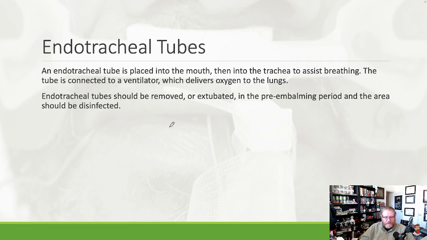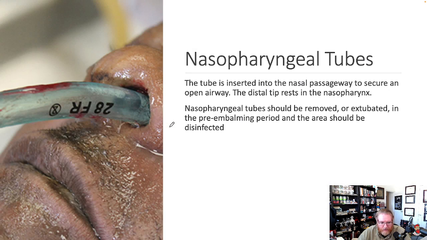An endotracheal tube is placed into the mouth, then into the trachea to assist with breathing. The tube is connected to a ventilator, which delivers oxygen to the lungs. Endotracheal tube should be removed or extubated in the pre-embalming period, and the area should be disinfected. Again, an endotracheal tube is going in and harming the face if you embalm. It's got to go.